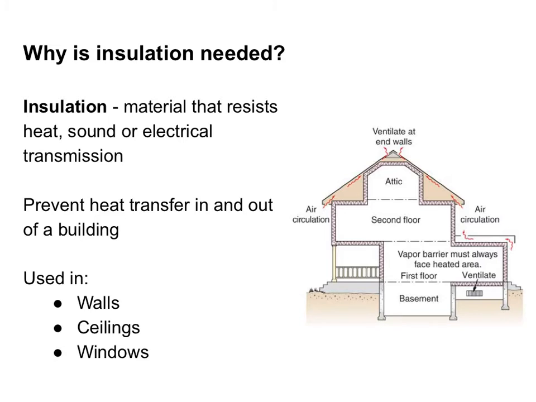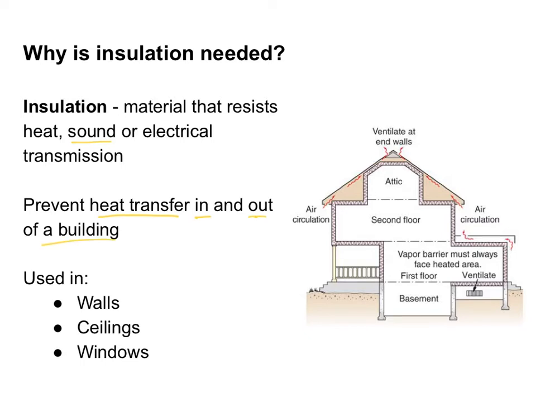What is insulation? Well, insulation is a material that resists heat, sound, or electrical transmission. Where have we talked about insulation before? Insulation is used on wires to prevent the electricity from coming out. Insulation is used in sound booths to help have good sound. And insulation is used in a house to prevent heat transfer in and out of the building.